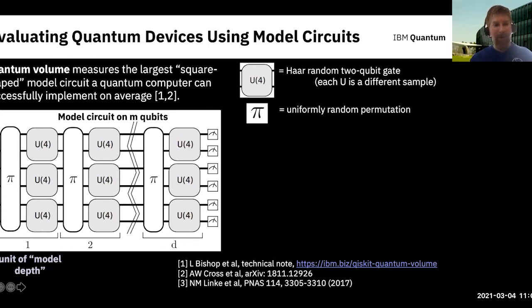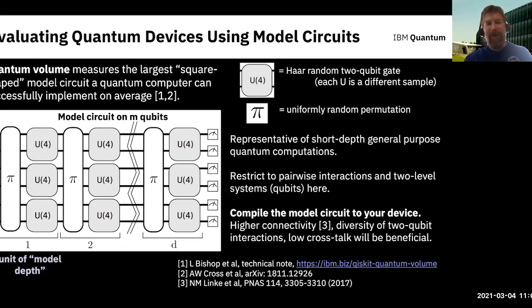And we're going to do this on a number of qubits. So we have a unit of depth is a permutation and a U4 between neighbors, which is effectively a U4 between any random ones. And then we're going to see what size of square circuit we can actually do, and that will be the log of the quantum volume. So it's essentially, like LINPACK, the most representative of short depth general purpose quantum computations we can have.